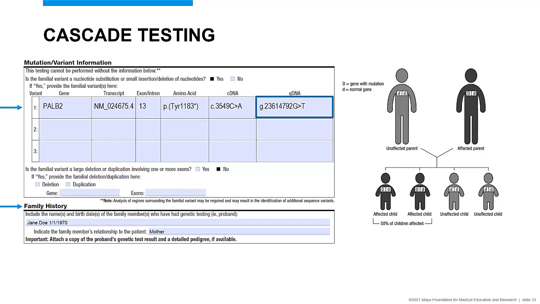The gDNA, or genomic DNA, will start with a G and a period, followed by some numbers, the genomic position, and some letters, the nucleotide change. For this case, it is g.236147929G>T. The nucleotide change may be the same as the cDNA, or it may be the inverse, like in this case, based on which direction the gene is transcribed. This information is critical in order to ensure we are testing the right part of the gene for the familial variant. Additionally, there's the family history section at the bottom.